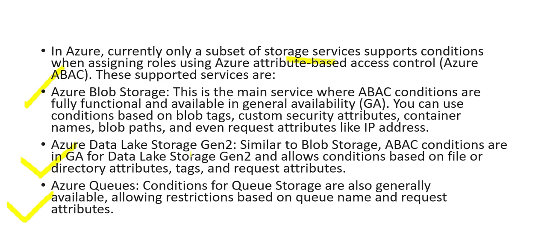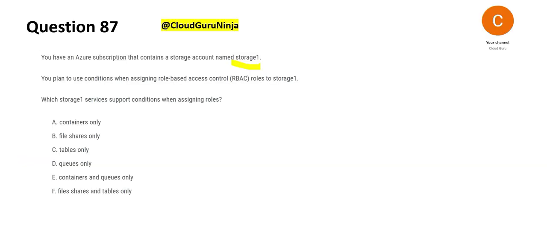This combination of services supports this. So reading that documentation, containers and queues looks correct. Containers alone is not correct, queues alone is not correct, and file shares and tables are not even supported. That's why these options are wrong. So our final answer is option E, containers and queues only.